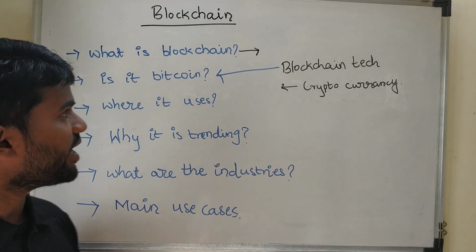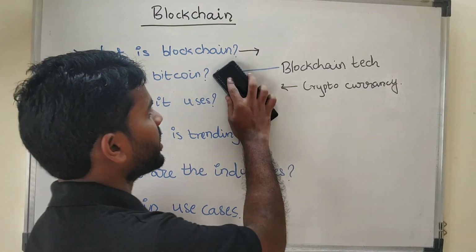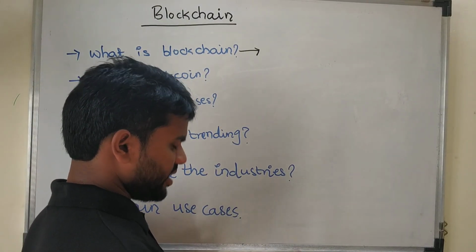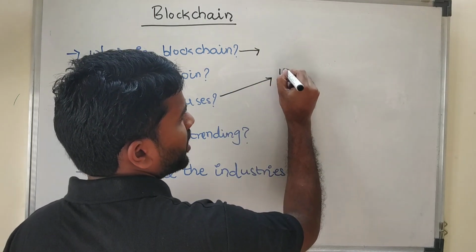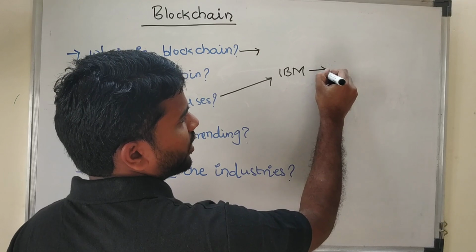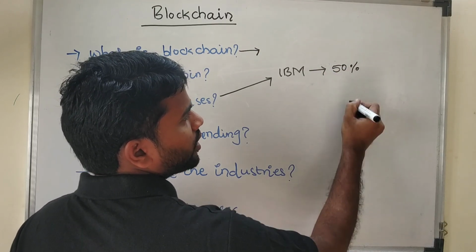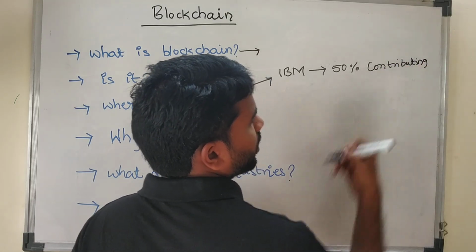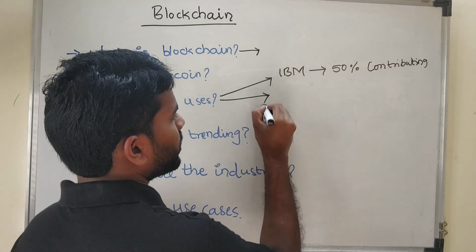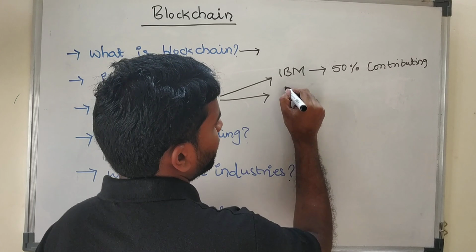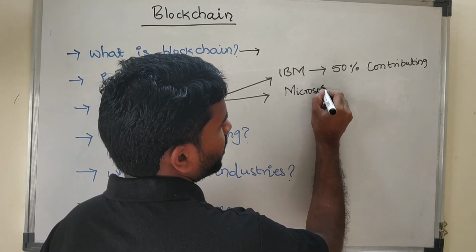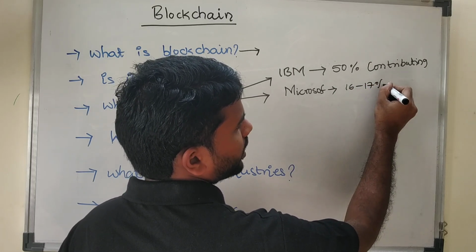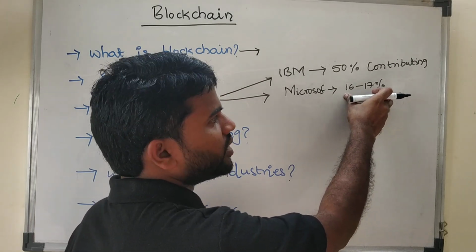Now we'll talk about where it is used. Many industries. The main industries are focused on IBM. IBM focused much on this. I think more than 50%, IBM is contributing to blockchain technology. Then Microsoft is also contributing, I think 16 to 17%. Exactly, I don't know, but it's in that range.